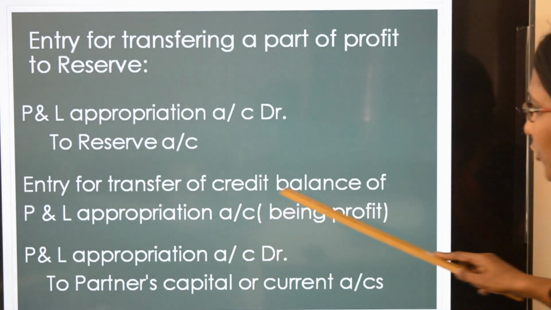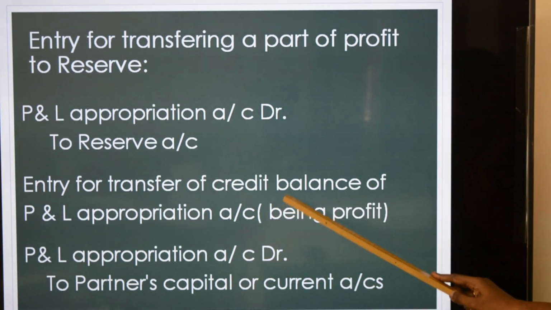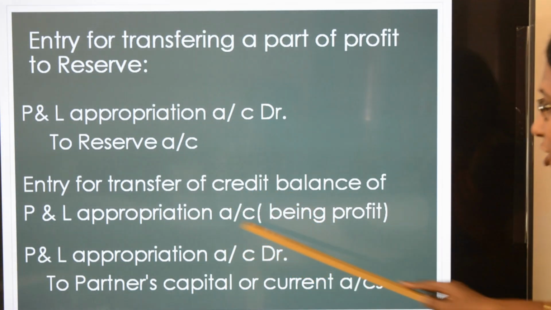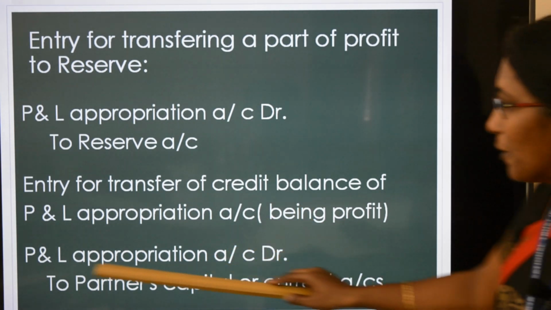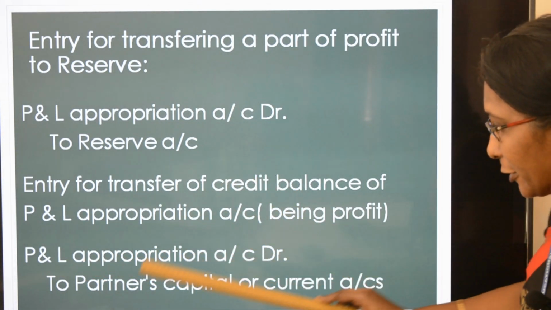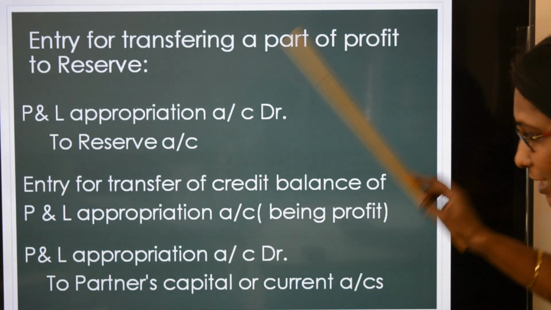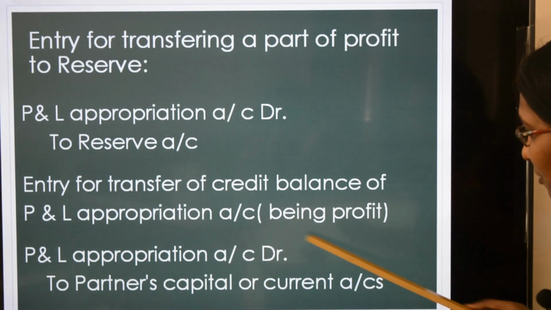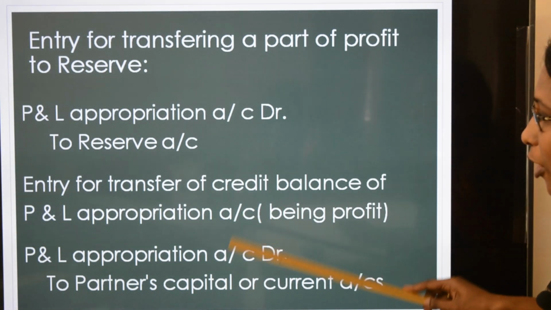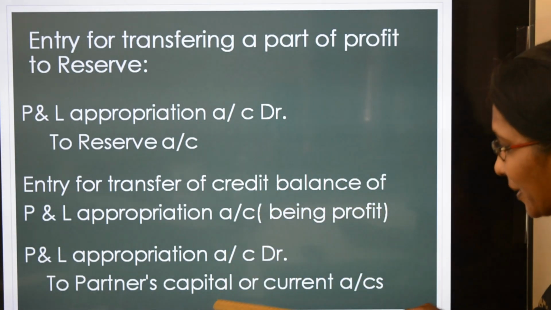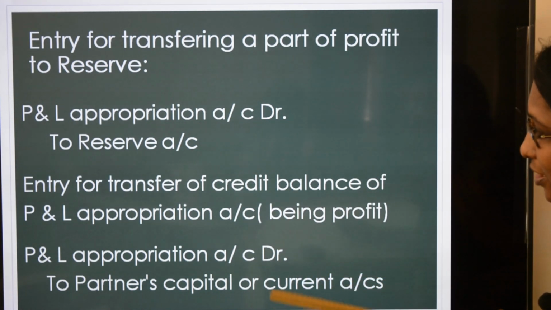Entry for transfer of credit balance of P&L appropriation account. If it is a credit balance in P&L appropriation, it shows what? Profit. How can we post the journal for this? P&L appropriation account debit to partners' capital or current account. In P&L appropriation, you get the balance on the debit side. The balance will be named there as profit transferred to partners' capital or current account, and distributed to all the partners based on their ratio.